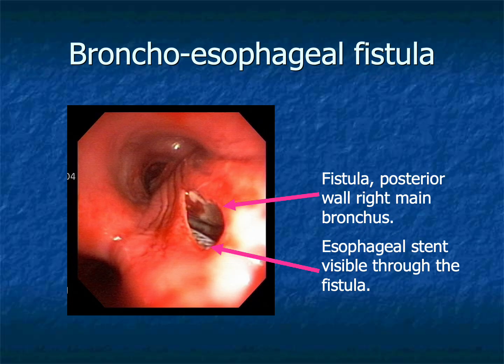A bronchoesophageal fistula represents an abnormal communication between the airway and esophagus. Bronchoscopically, an opening may be seen within the bronchial wall. In this image, an esophageal stent is visible through the defect.